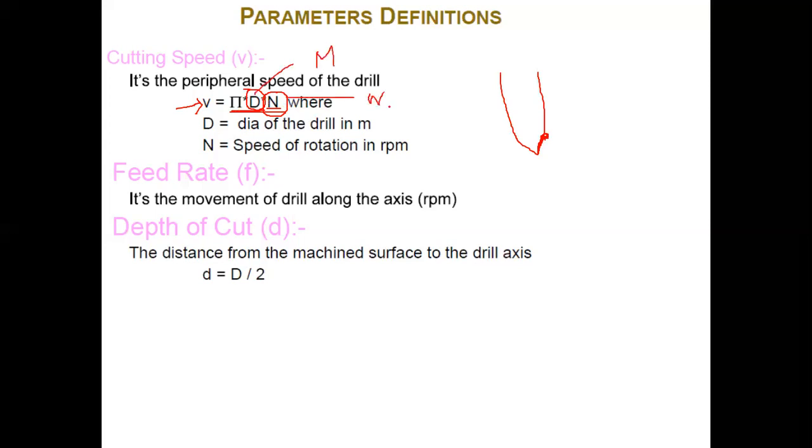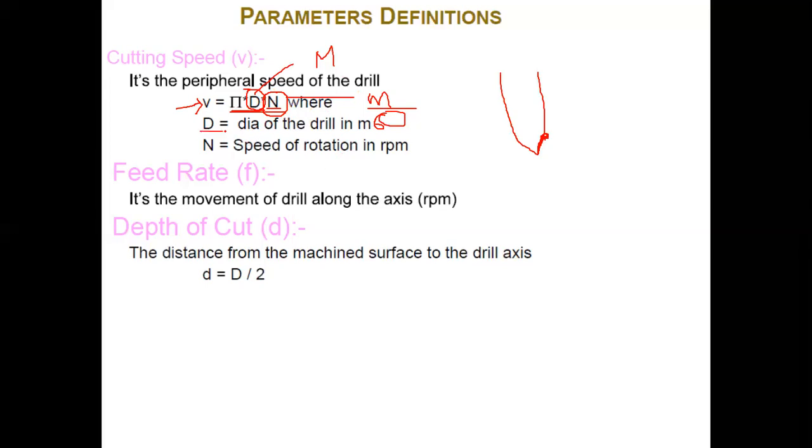Even if this is in minutes, then you need to divide by 60. Then you are going to calculate velocity in terms of meters per second. So whatever the n is there, assume it is given in terms of revolutions per second. So pi d n gives you the meters per second.